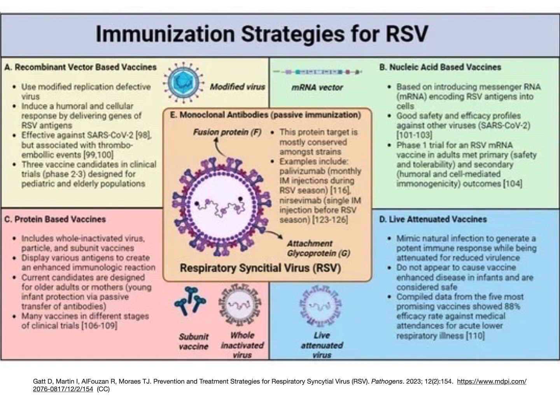E. Monoclonal antibodies, passive immunization. This protein target is mostly conserved amongst strains. Examples include palivizumab, monthly intramuscular injections during RSV season, and nirsevimab, a single intramuscular injection before RSV season.